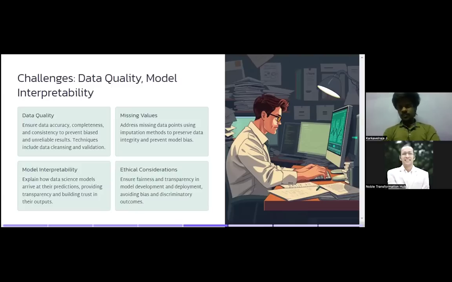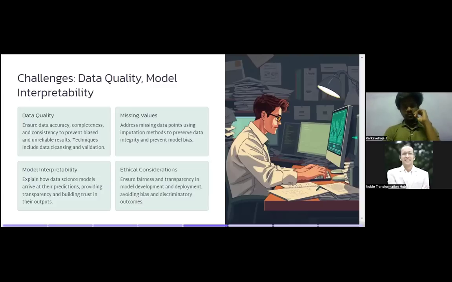Then model interpretability explains how data science models arrive at their predictions. That is what interpretability does: it provides transparency and builds trust in the output, because it is very clear how it is done, so there is trust in whatever output has come.